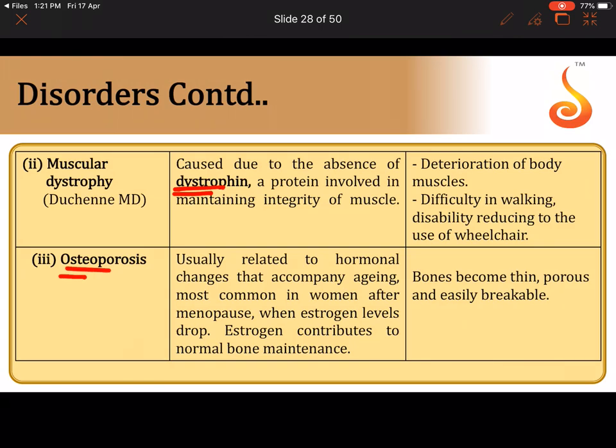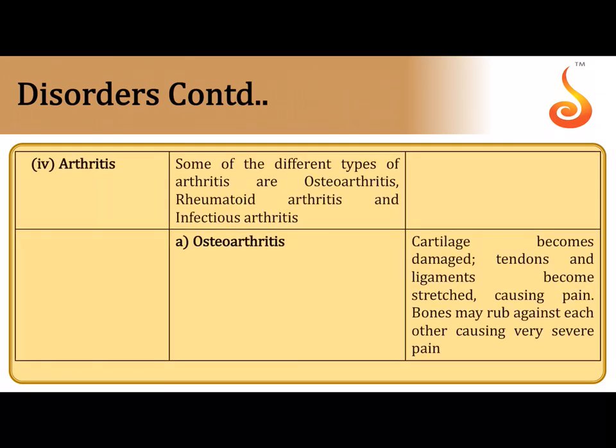Then moving on to osteoporosis. Osteoporosis is seen in women who are in their menopausal stage because their estrogen level starts coming down, as a result of which the bones lose their density, become brittle, and become very thin and easily fracturable. Therefore this condition is called osteoporosis.